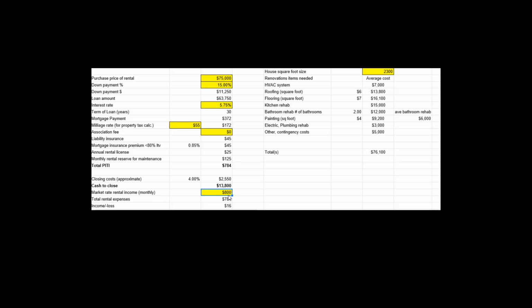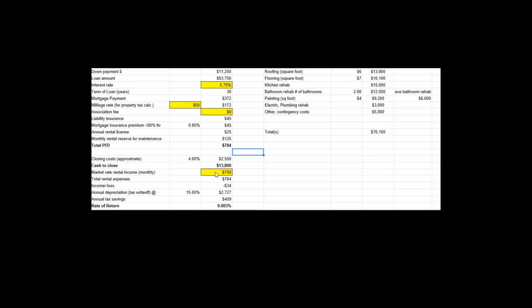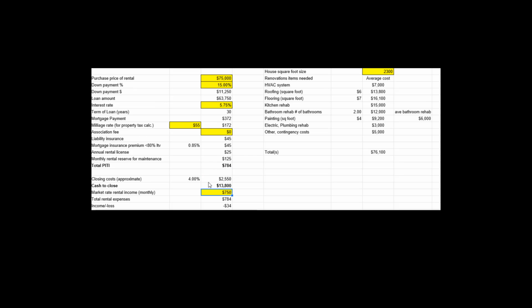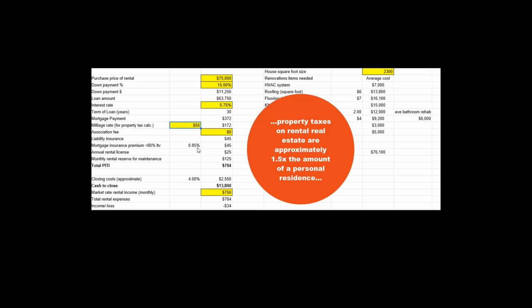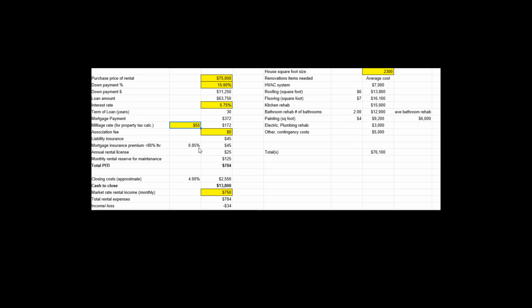So let's say you can only get $750 a month. You did your research, you're working with a real estate broker that understands the rental real estate business, so the market rate is $750 a month. Okay, so we're going to work backwards. Once we have that, then we have to look at the millage rate. That's real important. Anytime I talk about real estate, whether it's personal real estate or rental real estate, you have to know what taxes you're going to pay.